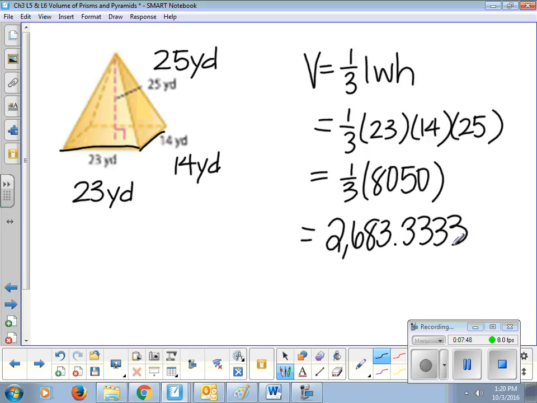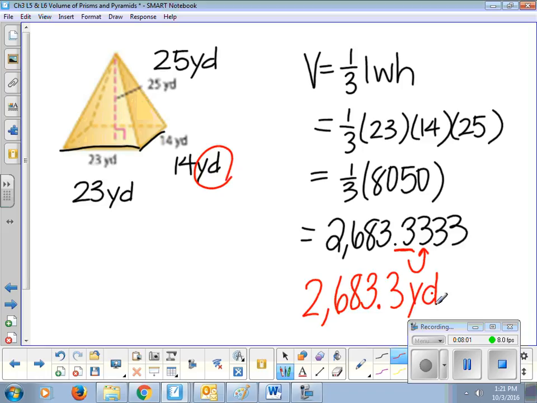2,683.3 repeating. If we round that to the nearest tenth, one decimal place over, look to the right, it's going to round to 2,683.3. Our units are yards, and since it's volume, it's yards cubed.